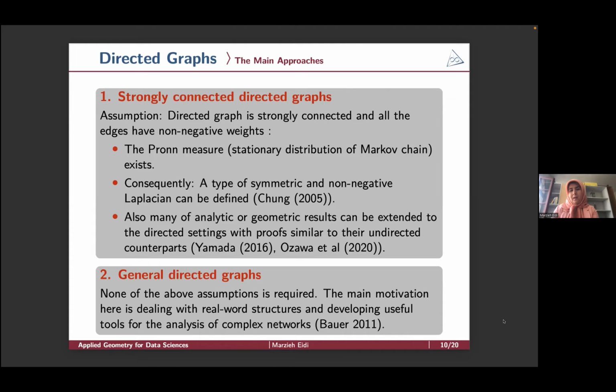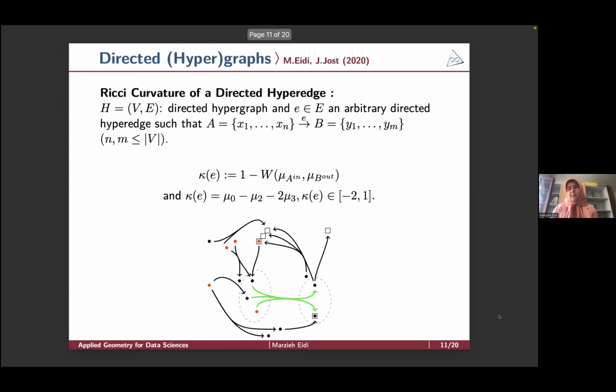But in the second approach, we don't consider these assumptions. The main motivation here is dealing with real world structures and developing useful tools for the analysis of complex networks. And this is something that Bauer did for the Laplacian case. He defined a notion of Laplacian for directed graphs which are not strongly connected. But what we do here is talk about the case when we want to define Ollivier-Ricci curvature for directed hypergraphs.